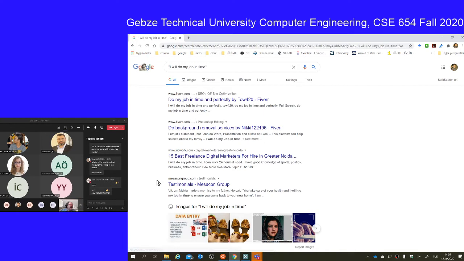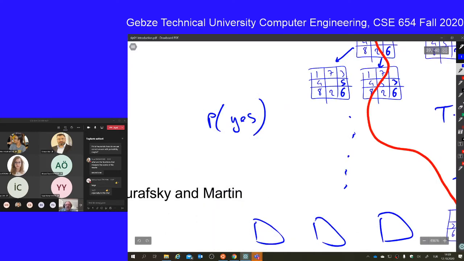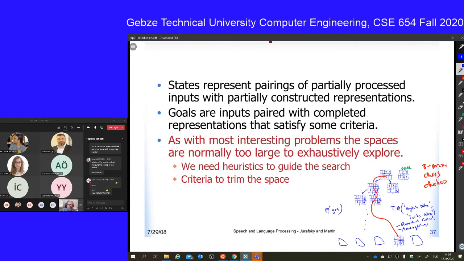So I will do my job on time is more probable than I will do my job in time. Grammatically, I think that saying my job on time is preferable to my job in time. So this is how I choose one over the other in terms of grammatical correctness, because usually people write grammatically correct sentences on the internet. This is my assumption, okay?